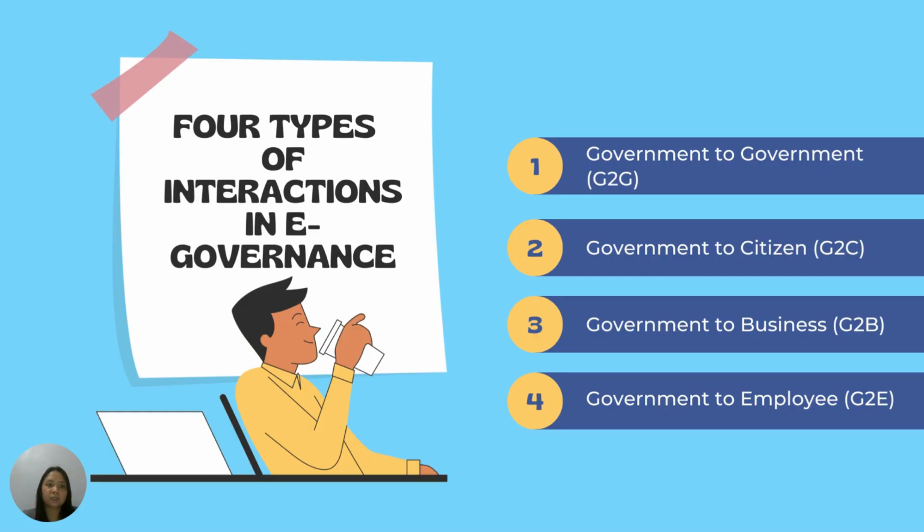Four types of interactions in e-governance: government to government or G to G, government to citizen, G to C, government to business, G to B, government to employee, G to E.